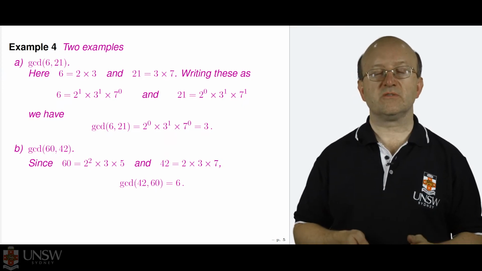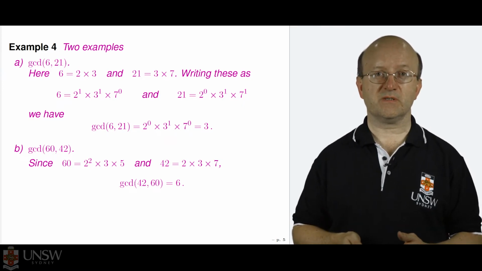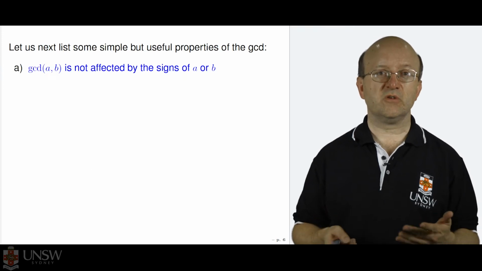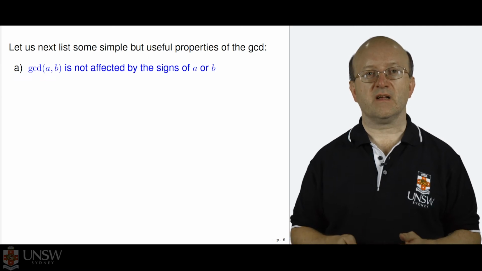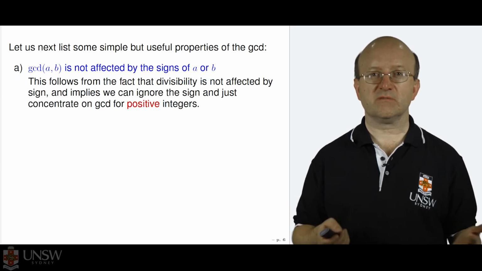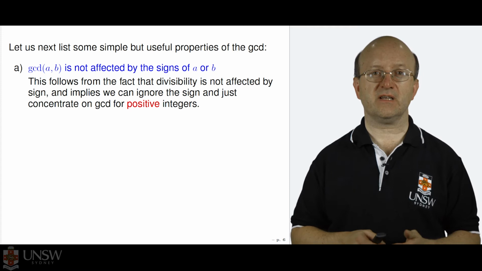Now what we want to do is to look at some simple properties of the greatest common divisor. And the first is to note that the GCD of a and b is not affected by the signs of a and b. Why is this? Well, it basically just follows from the fact that divisibility is not affected by the sign.